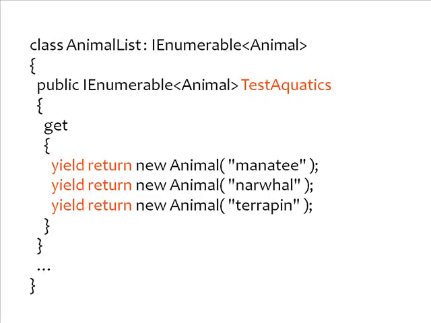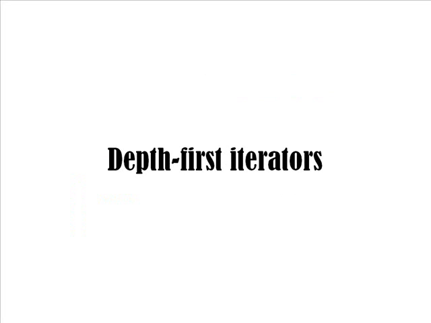Now I can write all sorts of flexible iterators. For example, nobody said there couldn't be multiple yields in there. So the first time that we move next in test aquatics, we get the manatee animal. The second time that we move next and call current, we get the animal narwhal, and so forth. Now I get to implement depth first iterators, breadth first iterators, get down, get funky.